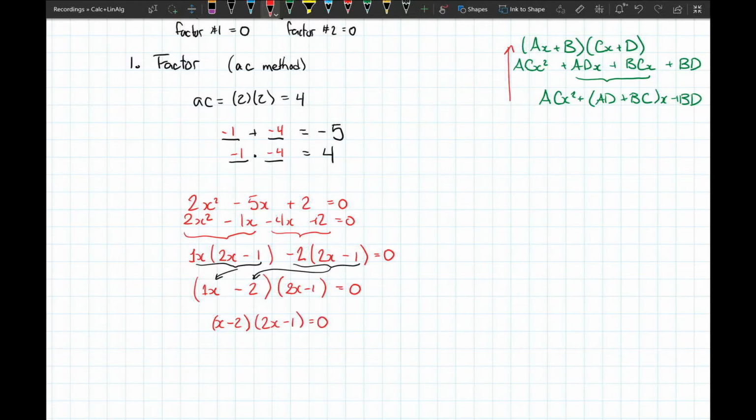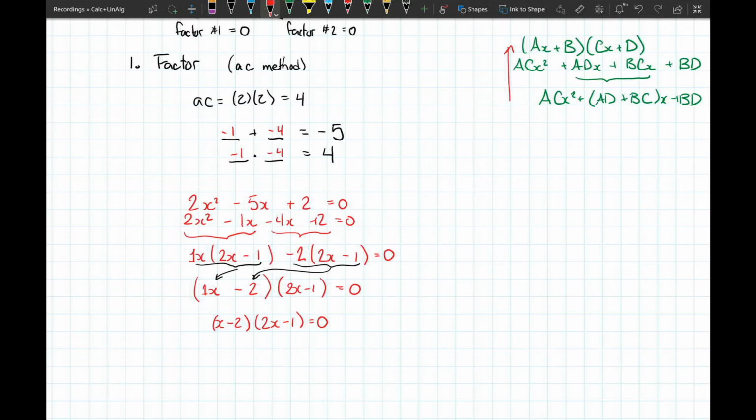Now that you've got it factored, we haven't actually come up with a solution yet. Now you can use the idea of the zero product. X minus 2 might be 0, and that would give you a product of 0.